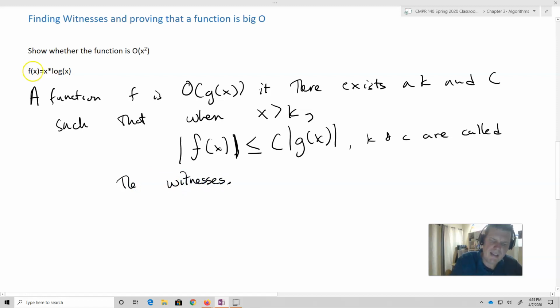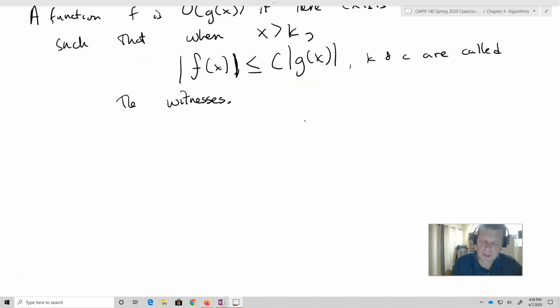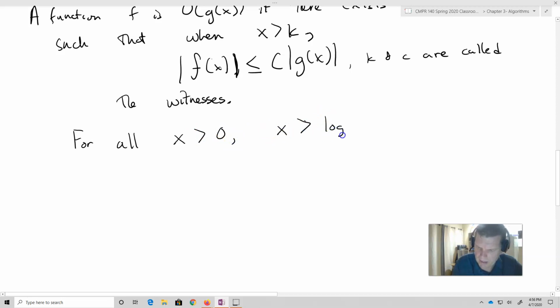So if I look at this, f of x equals x times log of x. Okay, and so what I want to do is prove that it in fact is O of x squared. So one thing that we know is that for all positive x greater than 0, x is going to be greater than the logarithm of x. Okay, you can go in and check it. You can take a look at the graph. That's going to be the truth.